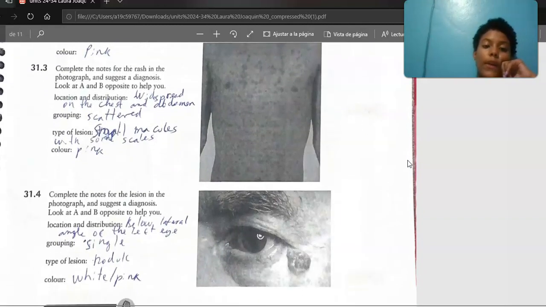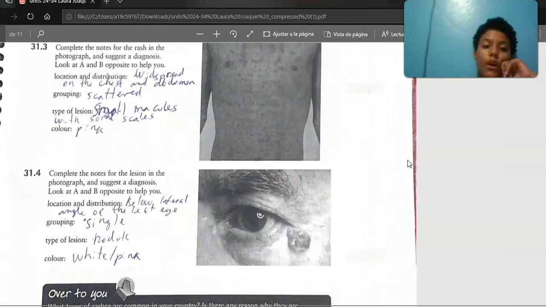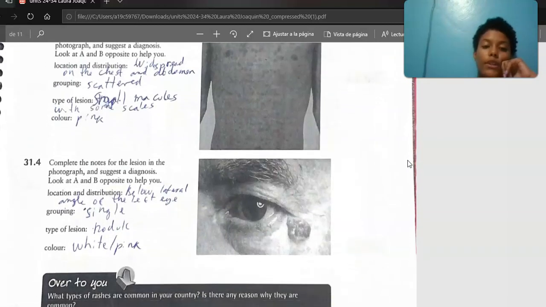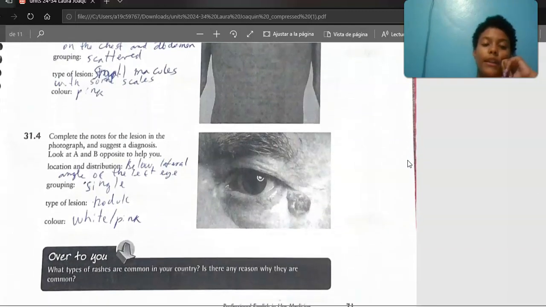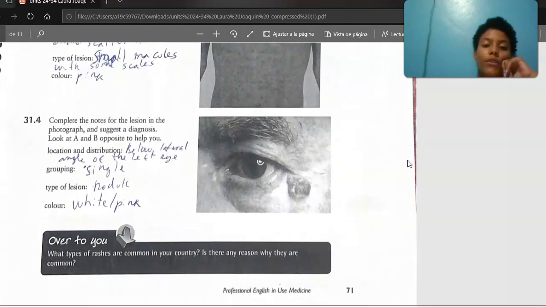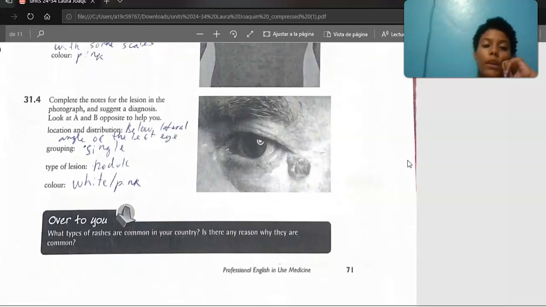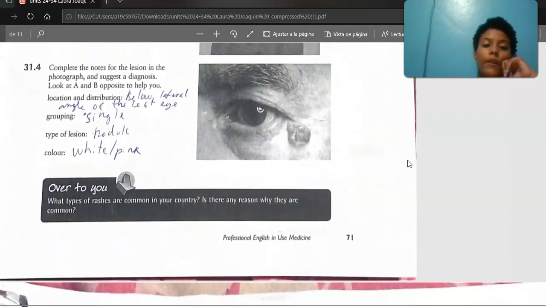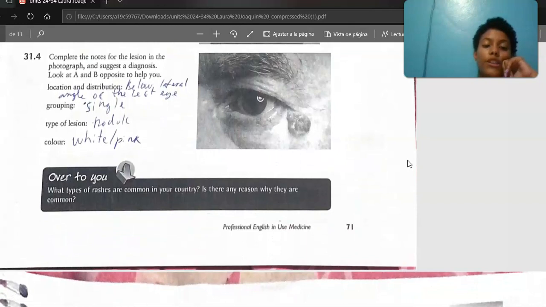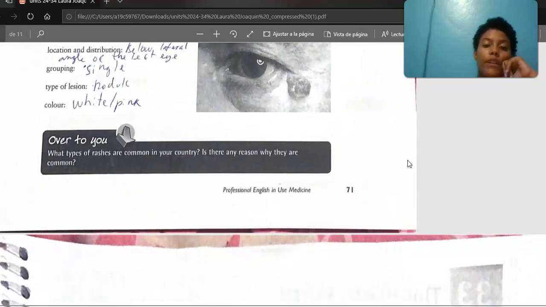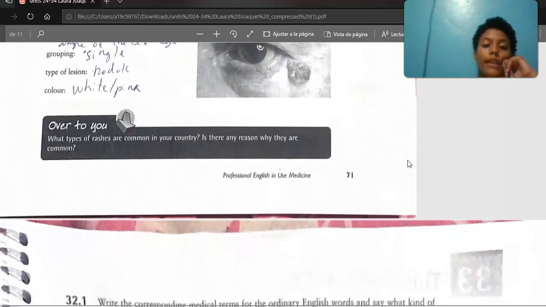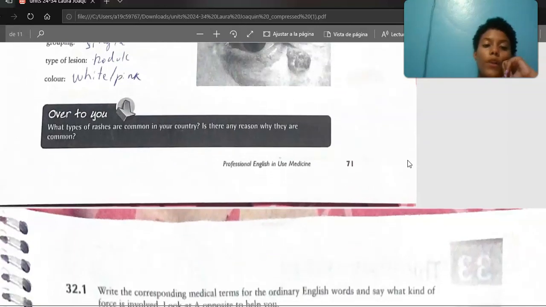Complete the notes for the rash in the photograph and suggest a diagnosis. Look at the box opposite to help. Location and distribution: widespread on the chest and abdomen. Grouping: scattered. Type of lesion: small macules with some scales. Color: pink. Complete the notes for the lesion in the photograph and suggest a diagnosis. Look at the image opposite to help you. Location and distribution: below the lateral angle of the left eye. Grouping: single. Type of lesion: nodule. Color: pink.